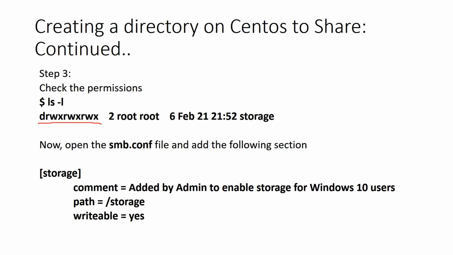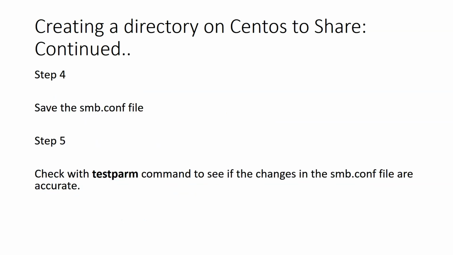Now open the smb.conf file in the directory /etc/samba and add the following section. So we are adding a section called storage. Comment added by admin to enable storage for Windows 10 users. Path is of course /storage. Writable, of course, it is yes. Step 4, save the smb.conf file.